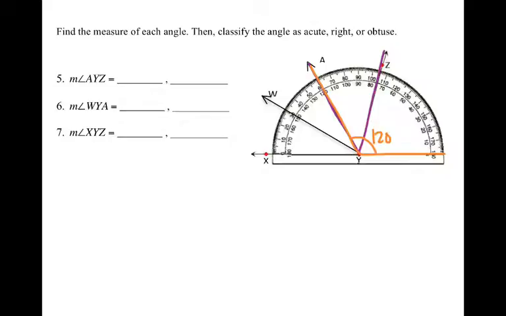And then if you look at the smaller part, the blue part there, that blue part is going from your baseline up to the halfway point between 70 and 80. So that is going to be 75. So to get the purple angle, you got to subtract your 120 minus your 75 and get 45. And that's an acute angle.